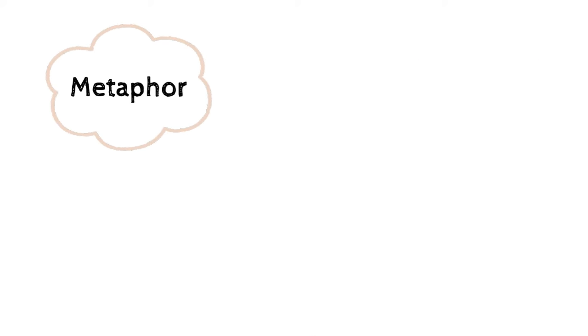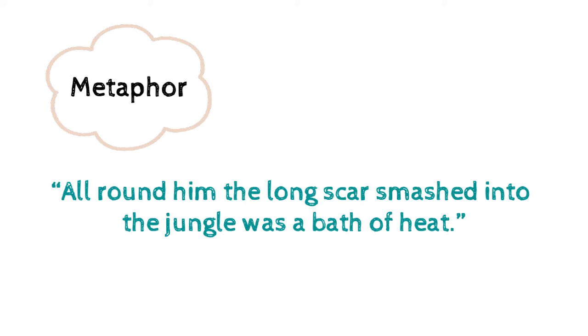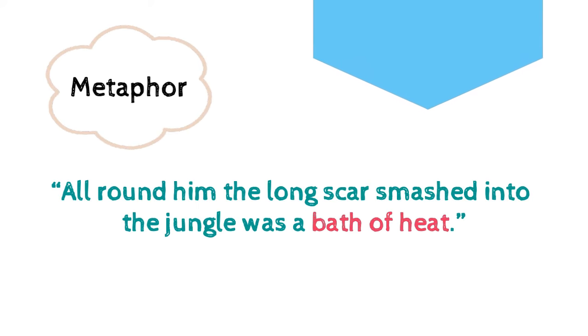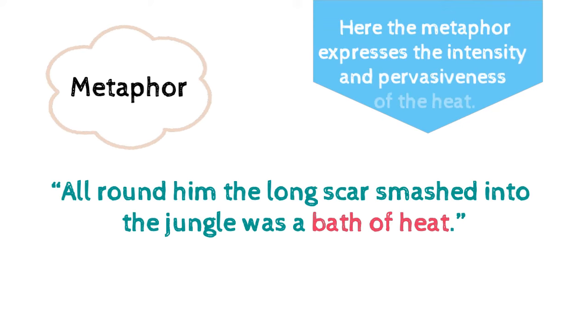If we look at the previous example again, "all round him the long scar smashed into the jungle was a bath of heat." Can you see the metaphor? Golding describes the temperature as a bath of heat. We think, well, there's not literally a bath there, so what does the writer mean? Bathing means to be surrounded with water, so it means they are surrounded by heat. So here the metaphor expresses the intensity and pervasiveness of the heat in the jungle.